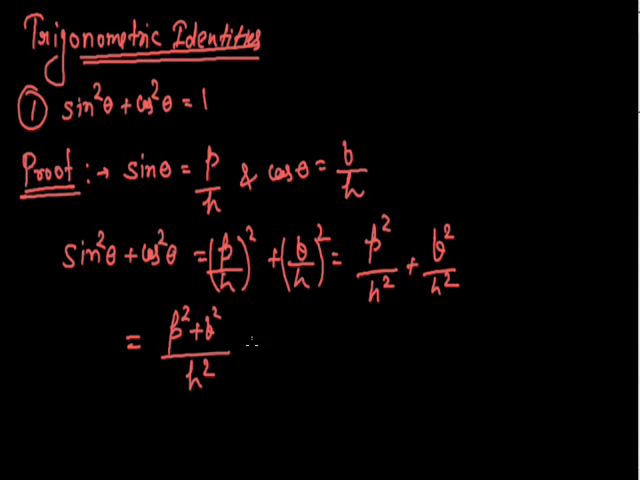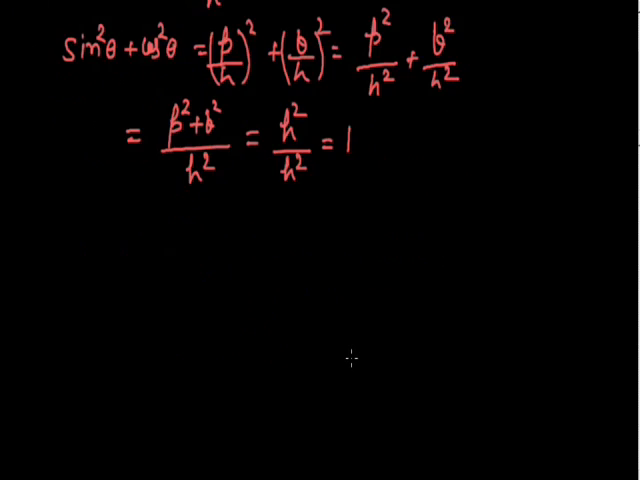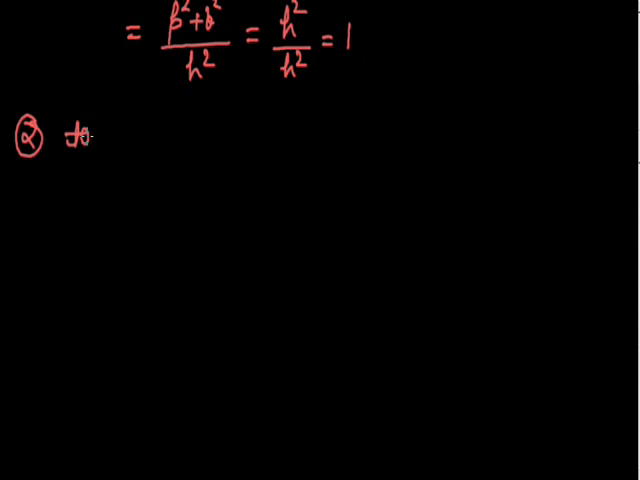Now by Pythagoras theorem we have that perpendicular² plus base² is equal to hypotenuse². So we have hypotenuse² upon hypotenuse², that is equal to 1. The second trigonometric identity is tan²θ + 1 = sec²θ.